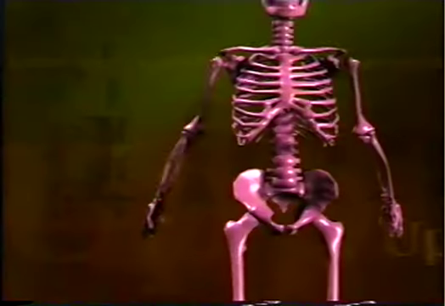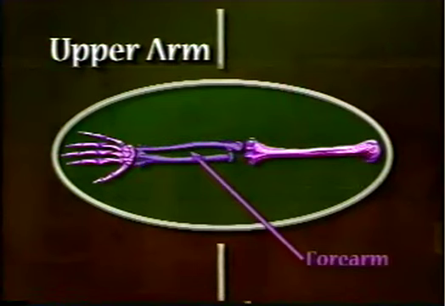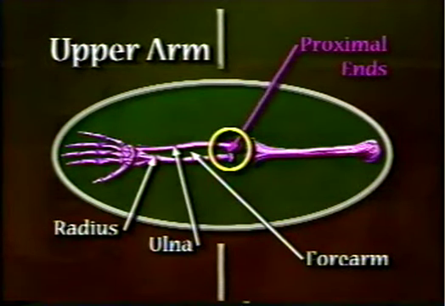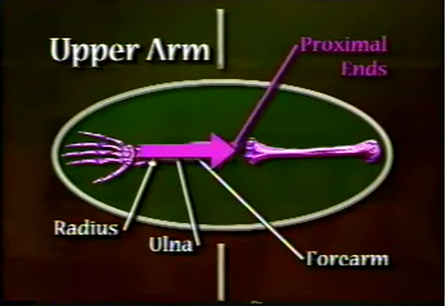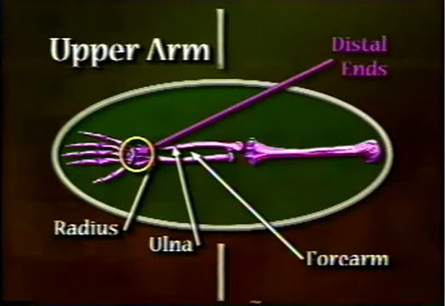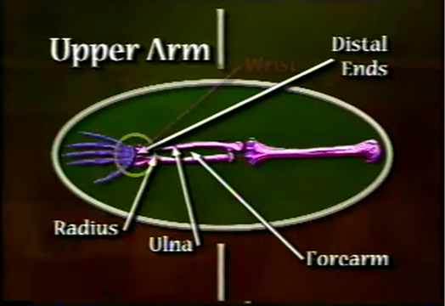The upper arm contains only a single bone, the humerus, whereas the forearm contains the radius and the ulna. The proximal ends of the radius and ulna, that's the ends closer to the trunk of the body, connect with the humerus to form the elbow. Their distal ends, you know, the ends further from the trunk, connect with the hand to form the wrist.